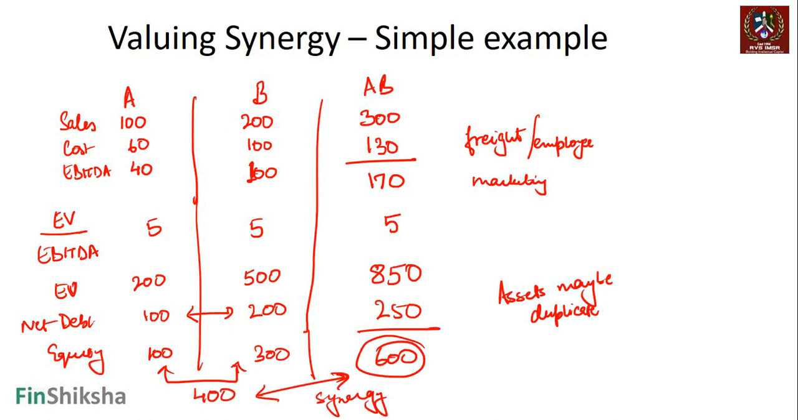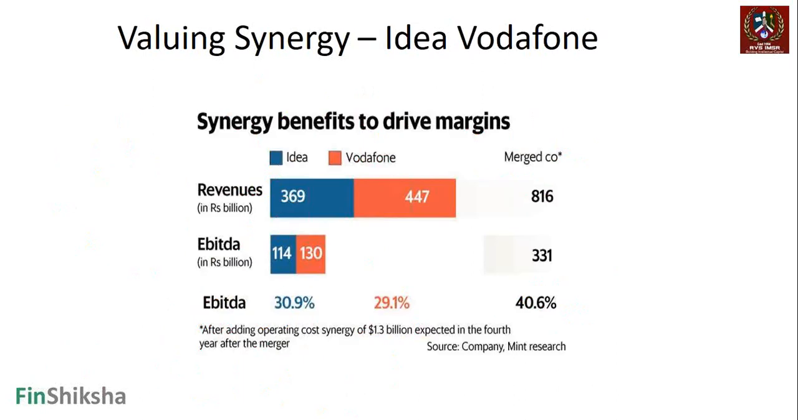Let's take an example of a live set of data about companies. Now, we are already in the middle of this discussion of a proposed Idea Vodafone merger. So the combined revenues of these two companies at this point of time, if you see, rupees billion 369 for Idea and 447 for Vodafone. This is all taken from this website Live Mint. So the combined entity will have a revenue of this. This is assuming no increase in revenue, right? But costs will go down.